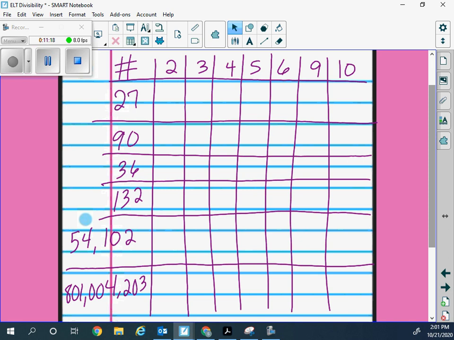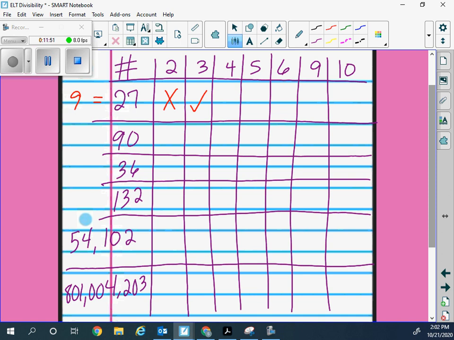Now, the way this works, you guys, is if it is divisible by that number, put a check. If it's not, put an X. So like 27. Is it even? No. So in that box, we would put an X. Let's test it for 3. What I would do is come out here to the side and put your sum, because you know you're going to need it for 3 and 9. Okay. So is 9 divisible by 3? Yes. So therefore 27 is divisible by 3.